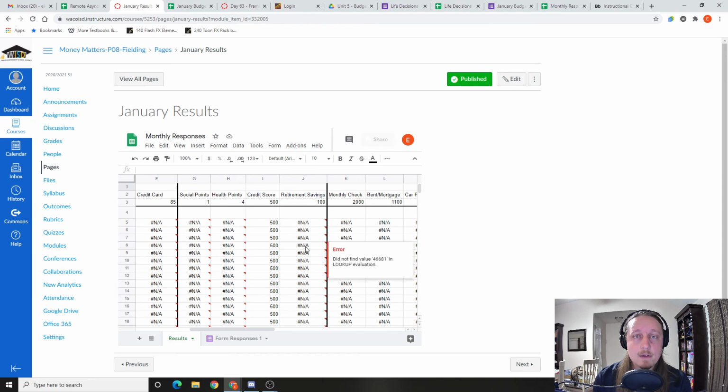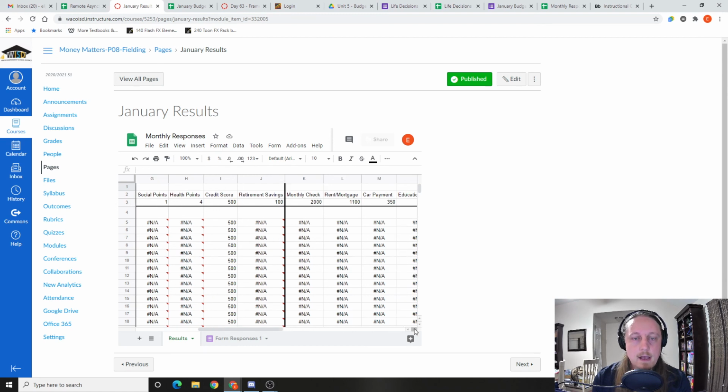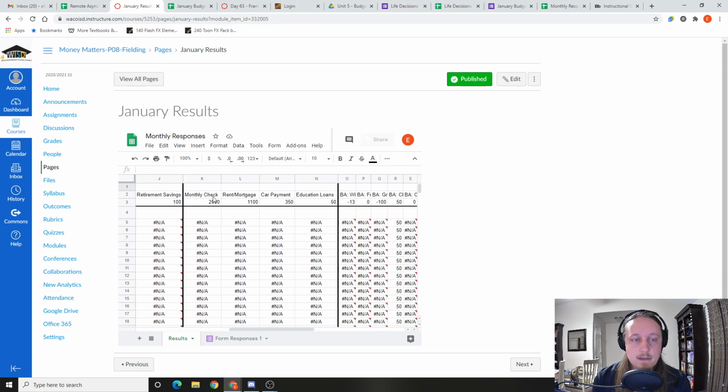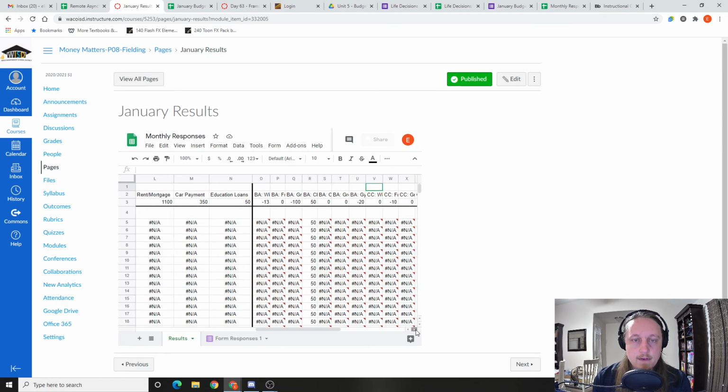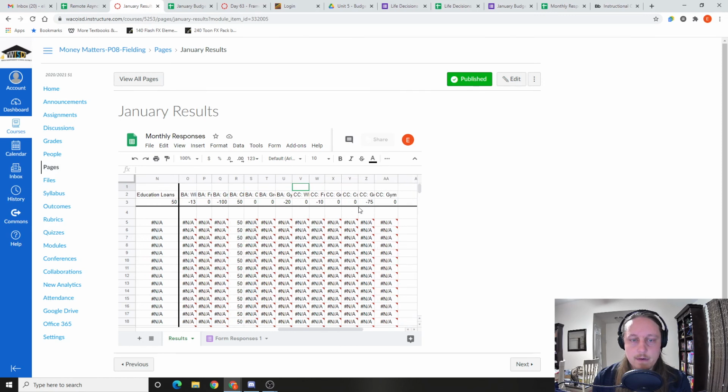Of course, you don't want to spend so much you don't have any money in the bank. That's bad. Negative money will get you loss of points on the project. Your goal is to have positive money every month. Okay. So don't go negative trying to save up. Okay. And then just for reference, you'll see the 2,000, 1,100, 350, and 50. Those are my numbers. You'll see your numbers here. And then there's a whole bunch of math going on over here that you don't need to worry about.